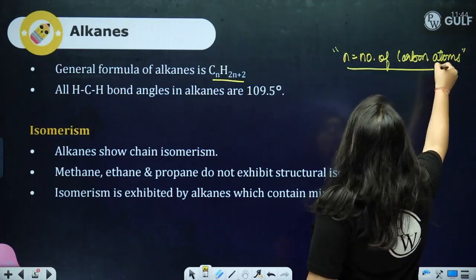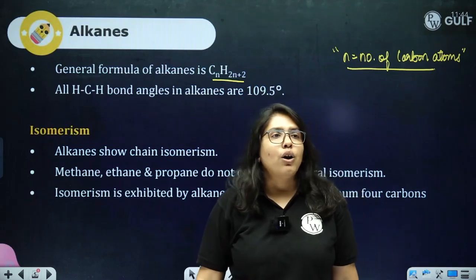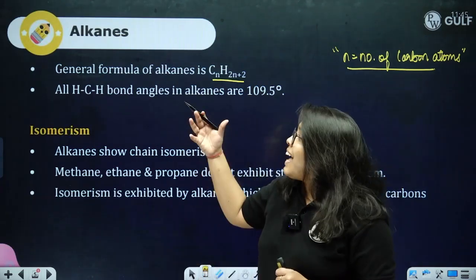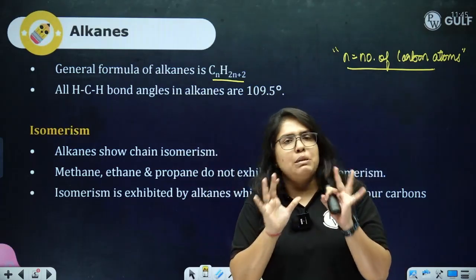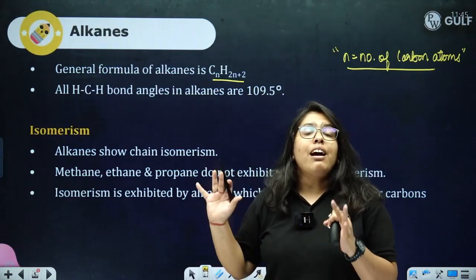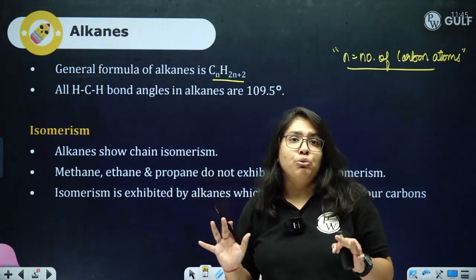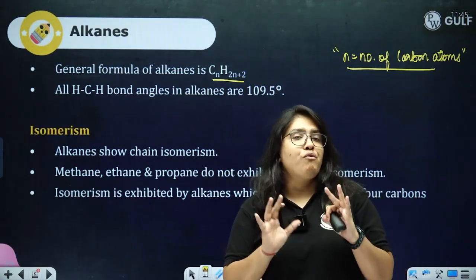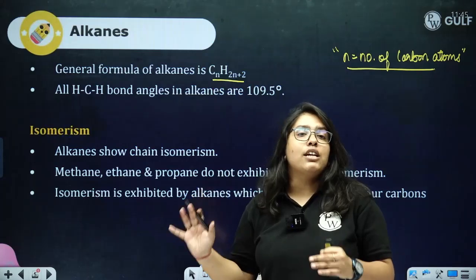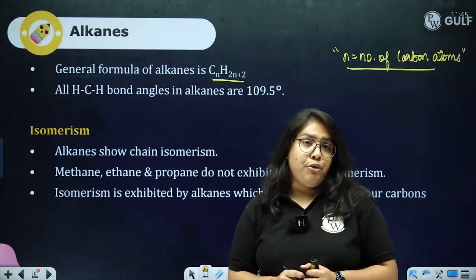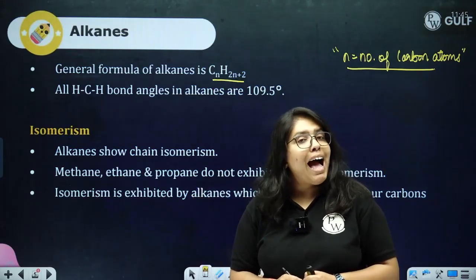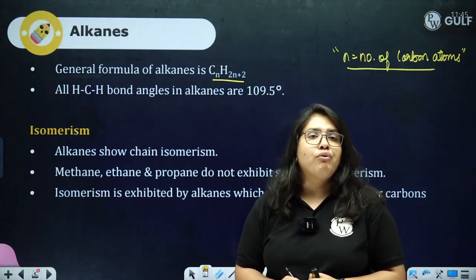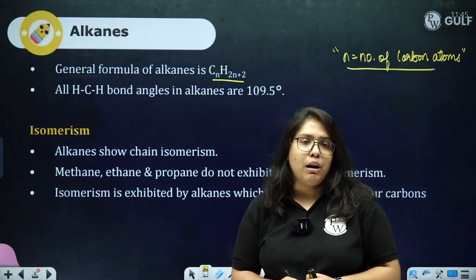Okay, and you are well aware why alkanes are called saturated. The reason is very simple. They are saturated with respect to hydrogen. That is, for a given number of carbon atoms, alkanes tend to have the maximum number of hydrogen atoms, followed by alkenes and then alkynes. And this is by virtue of their single bond between the carbon atoms.